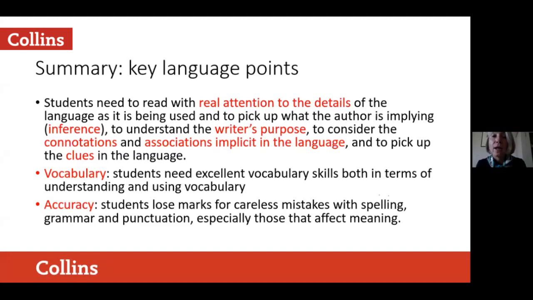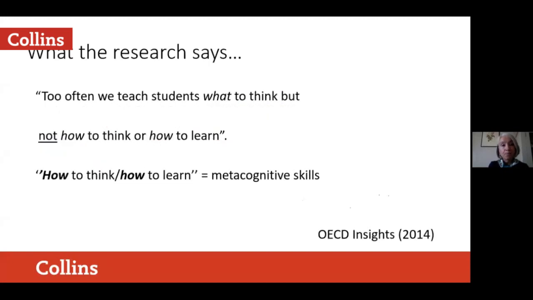We only have an hour this morning, so we're going to be starting with how we read for inference, and how reading for inference and vocabulary go hand in hand. What the research tells us is that too often we teach students what to think, not how to think or how to learn. So we might teach our students vocabulary, we might give them a list of words and say, go away and learn this list of words. That's giving them a list of words to memorize. That isn't teaching them how to use the words, and it isn't giving our students the tools they need to take those words and bring them into their own vocabulary of English.